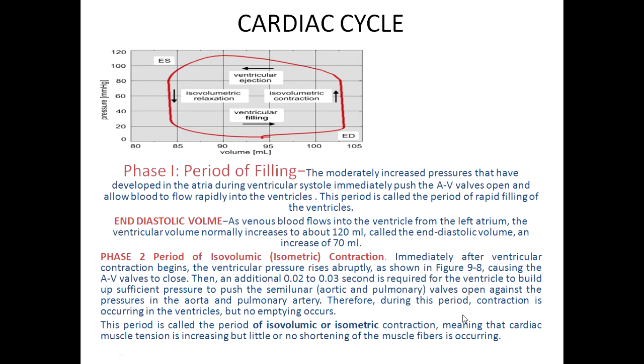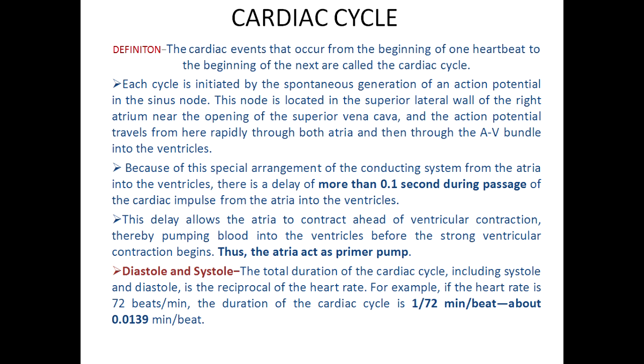Now we'll go into the depth of the cardiac cycle step by step. What is the definition of the cardiac cycle? The cardiac events that occur from the beginning of one heartbeat to the beginning of the next are called the cardiac cycle. Understand? That is one heartbeat, and then again the next heartbeat.